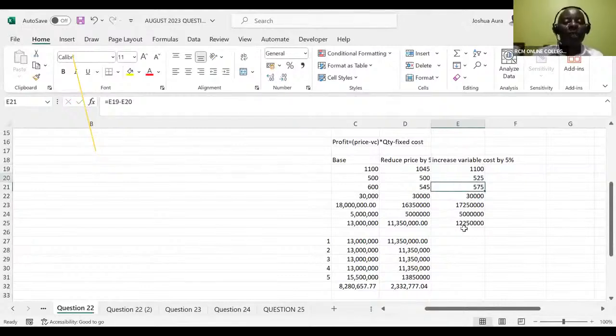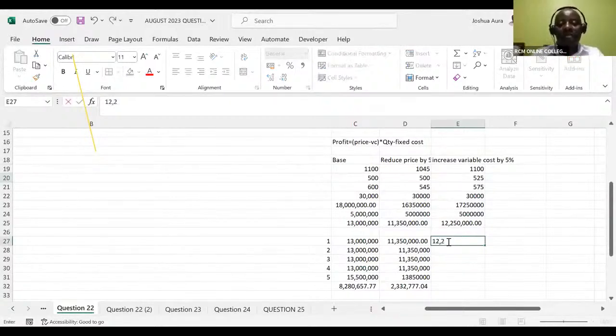So now I'll be able to come here and write. It is 12,250,000. I'm just doing this in the most basic way. I don't want any shortcut. I'm just typing because I realize these guys give you a lot of time. You don't need any shortcuts here.